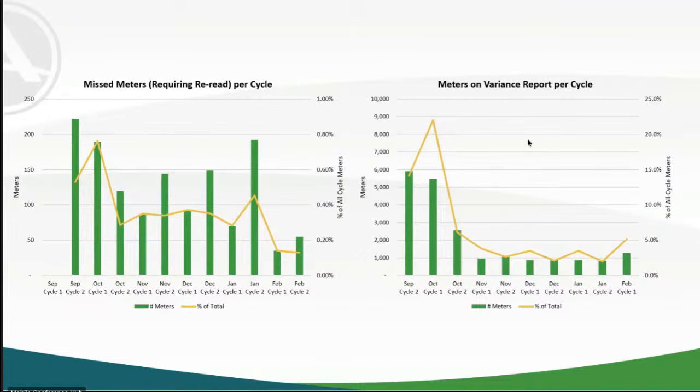So if a meter reads, let's say, 1,000 kilowatts, it'll look at the past 3 months and see what it did for those three months. It'll give us an average and it'll trigger that. And it'll trigger that account to go on that report based on those criteria.